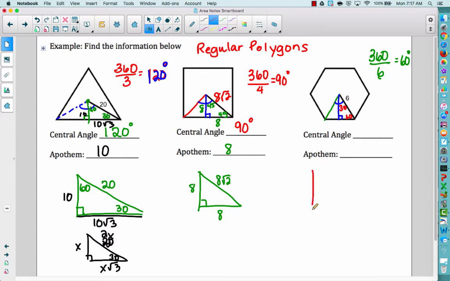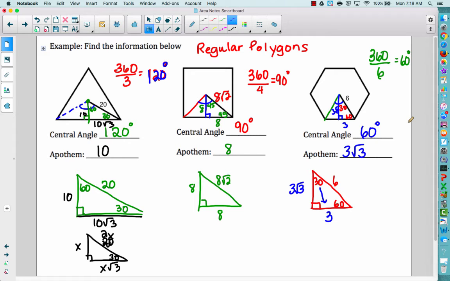So be very careful though. Notice the 30 is in a different location compared to that equilateral triangle. Okay? All right, we have a hypotenuse of 6. Now remember, it's always the short leg that is half the hypotenuse. Always the short leg, and the short leg is across from 30. So that would make this segment 3, and then 3 root 3 across from the 60. So 3 and then 3 root 3. So my apothem is 3 root 3, and my central angle is 60 degrees.